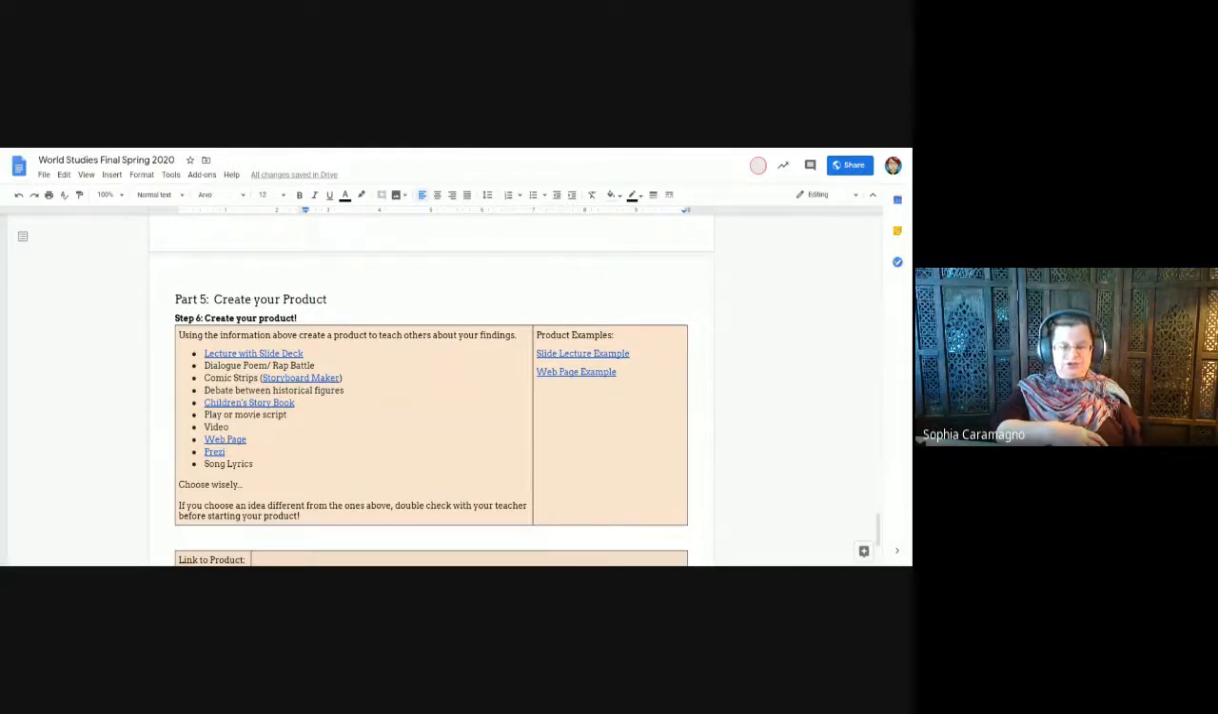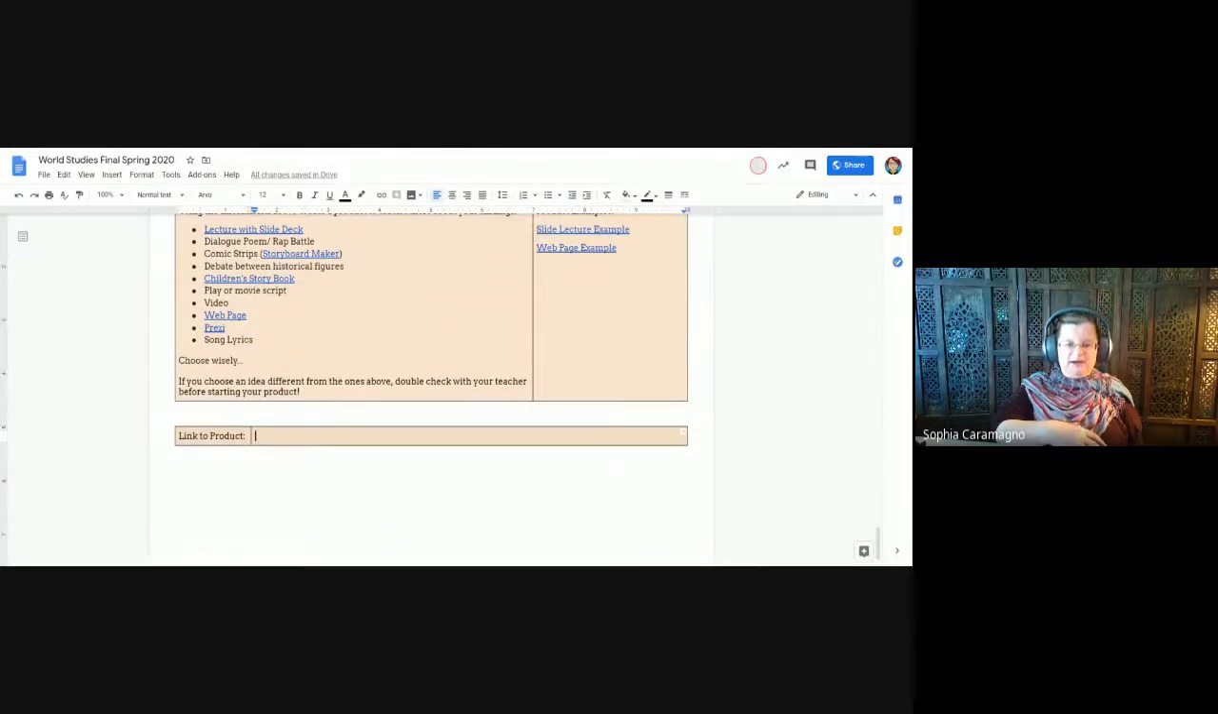You could create a debate between historical figures. You could create a children's book, a play or movie script, a video, a documentary, a web page, a prezi, song lyrics. Any of those things might be a good tool for teaching what you found out in terms of a theme that repeated itself in history. Once you create that product, you're going to share a link to it here so that your teacher can open the file and look at what you made.